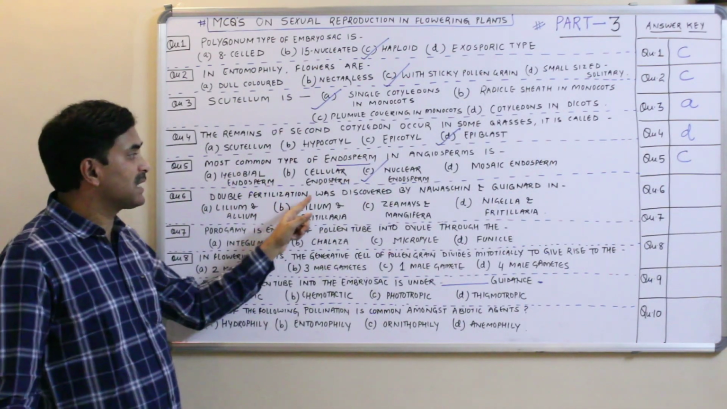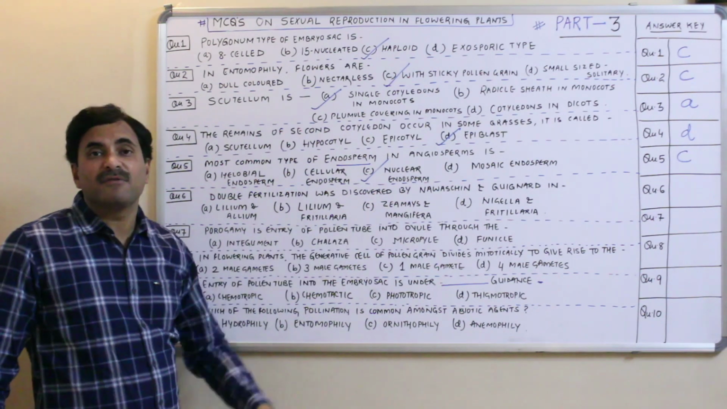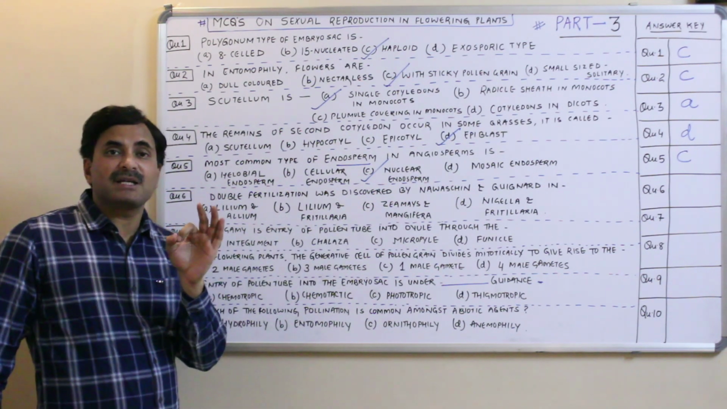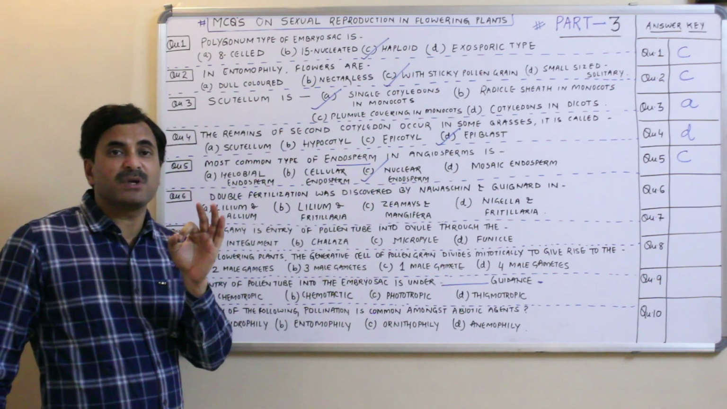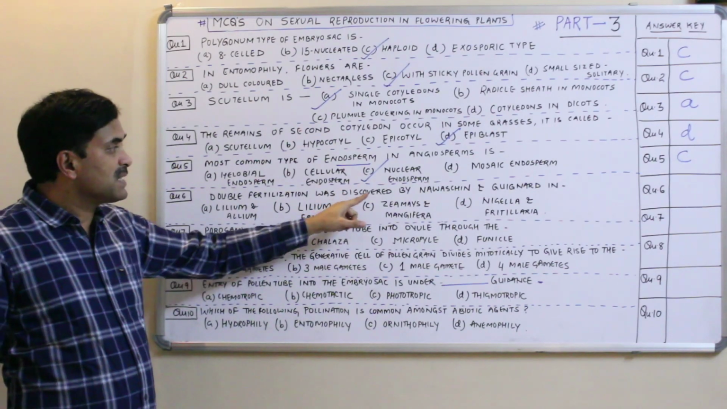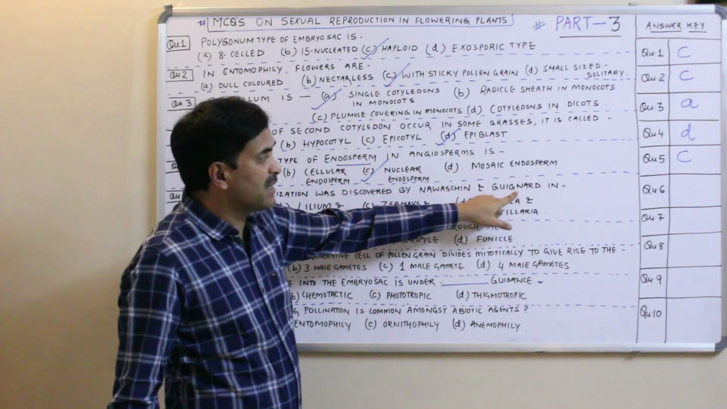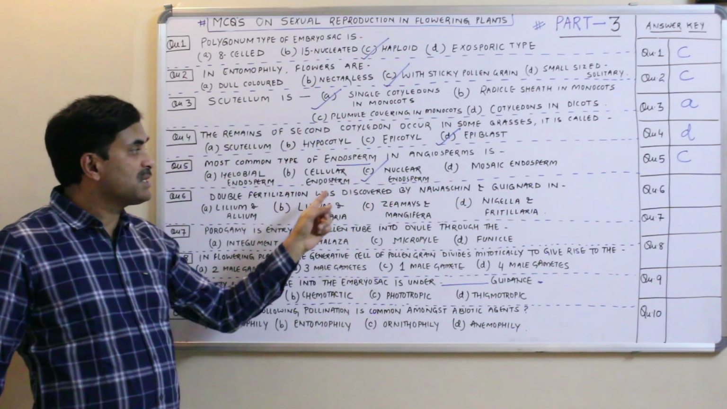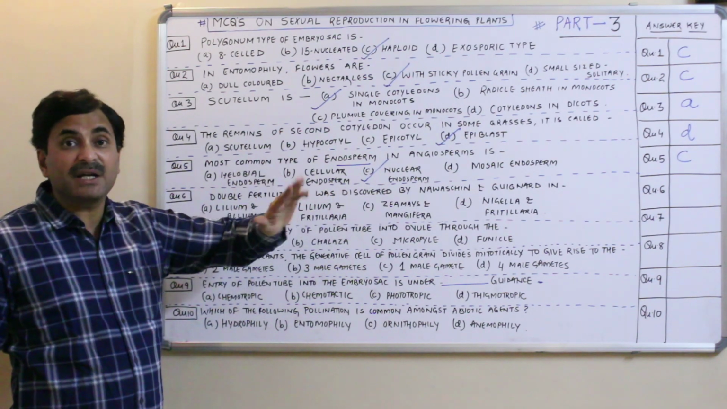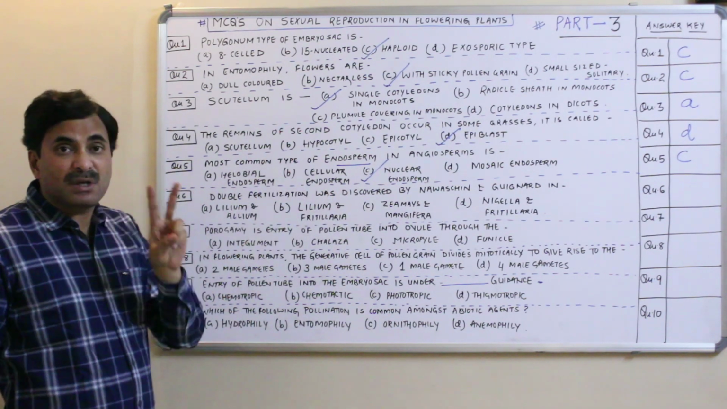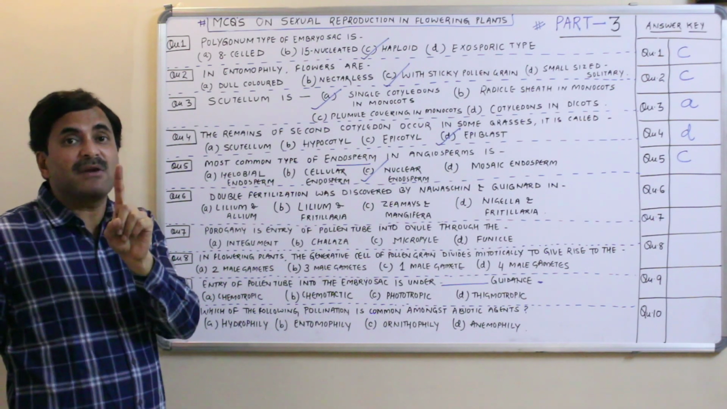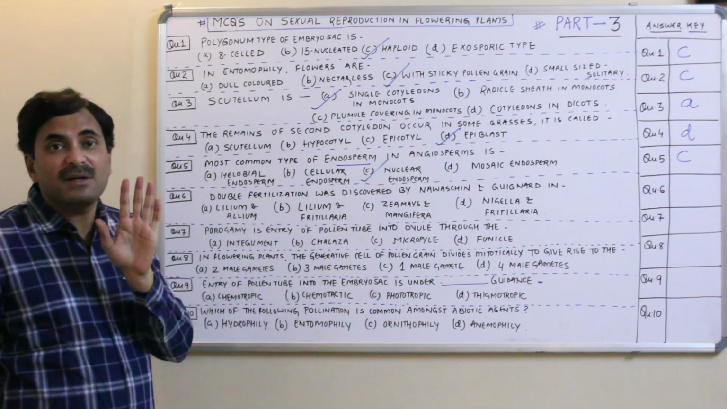Question number 6. Double fertilization was discovered by. We know very well that double fertilization is the unique feature found in the angiosperm, which was discovered by Navashin and Guenard. But the question is that double fertilization was discovered by Navashin and Guenard in which plants? So the plants were Lilium and Fritillaria. Always remember, Lilium and Fritillaria.